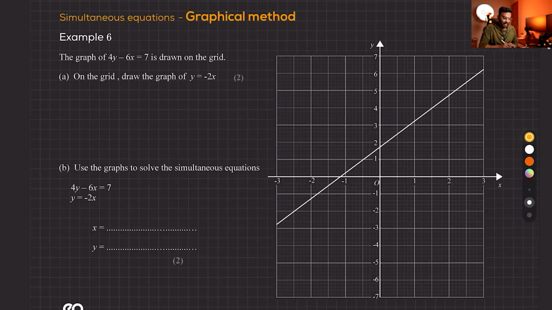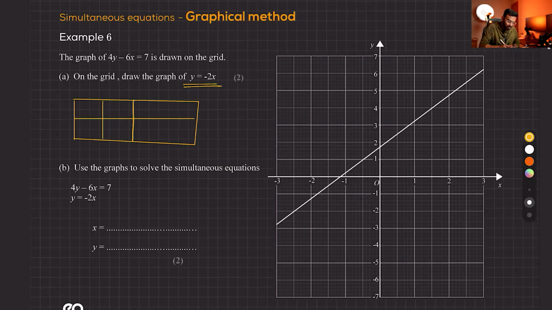So part A, on the grid, draw that. Do you guys remember how to draw? I made a table. We used to do this. So I don't like this table, but I'll go with it for now. So this is the equation we are solving. I'll put x and y. If I replace x as 0 here, y would be what, guys? y would be minus 2 times 0, which is 0 as well. If I put x as 1, y would be minus 2.